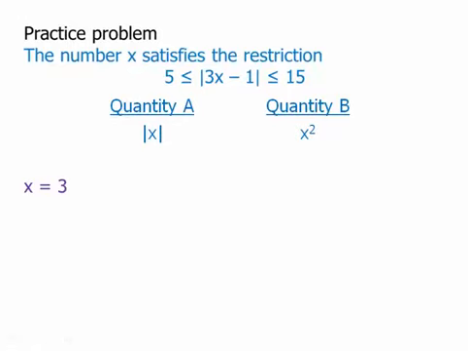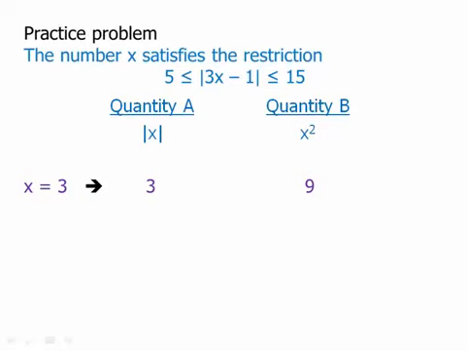It turns out that x equals 3, that works, because of course 3 times 3 minus 1, that's 8, and absolute value of 8 is between 5 and 15. So this satisfies the inequality. So of course the absolute value of 3 is 3, and 3 squared is 9, so quantity B is bigger.